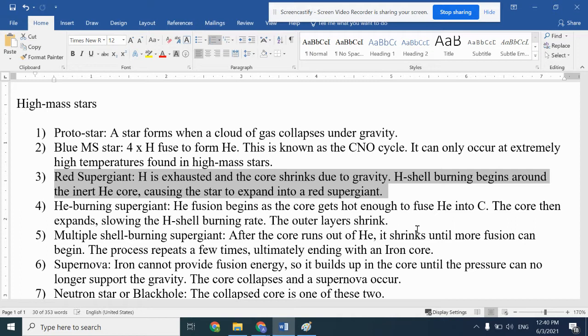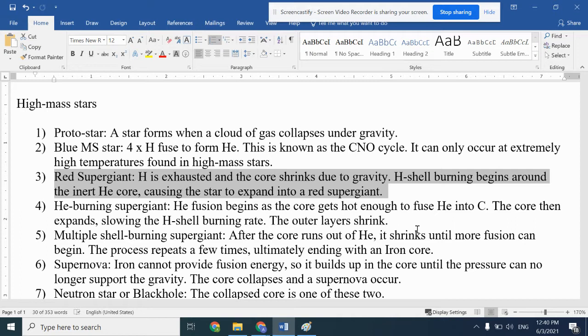Eventually, that hydrogen burning will cease, and helium burning will begin in the core. Now you have a helium burning supergiant. The helium fusion begins in the core, and it's forging it into carbon. It's 3 heliums that fuse into carbon. At this point, the core expands, and this slows the hydrogen shell's burning rate, and the outer layers begin to shrink. So your star started off as blue, it expanded, became red. Now it's begun to shrink.